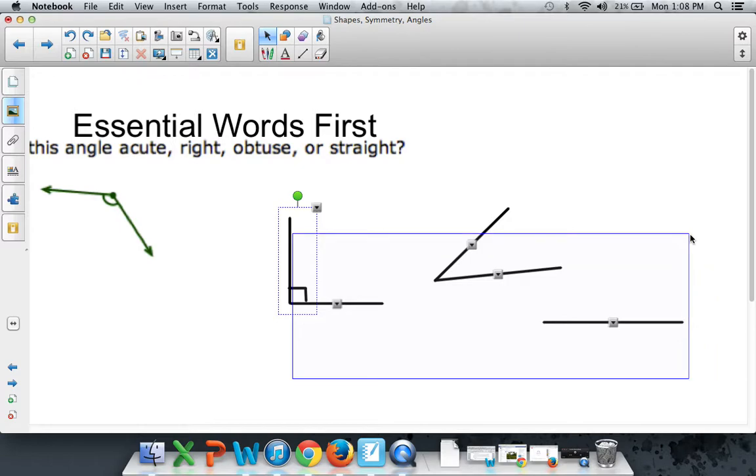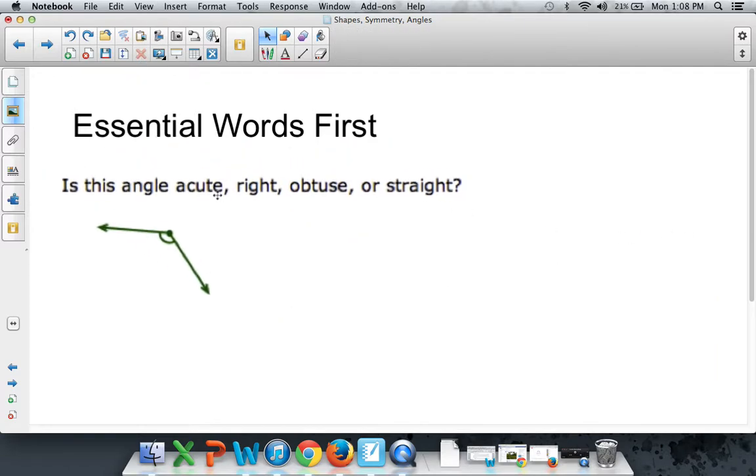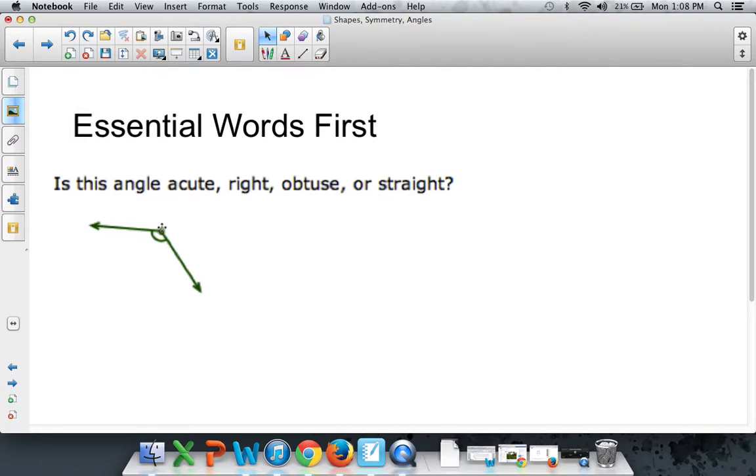What we really have to do is classify this first angle. What is this first angle? Well, it's not quite an L, it's not small and acute, and it's not straight. So all that's left is the overly big angle known as obtuse. It's obtuse.